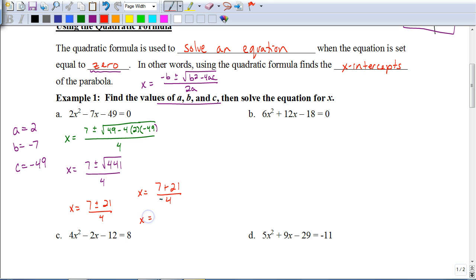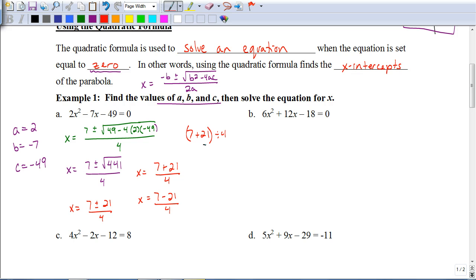And the other one where it's going to be x equals 7 minus 21 divided by 4. Now a note about this. Please do not type this in on your calculator as 7 plus 21 divided by 4. You will get the wrong answer because order of operations would tell you to do this part first if you typed it in like that. Well, the problem is we don't want that to go first. We want the 7 plus 21 to go first.